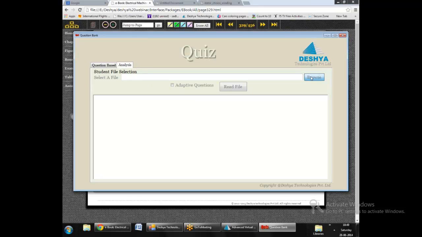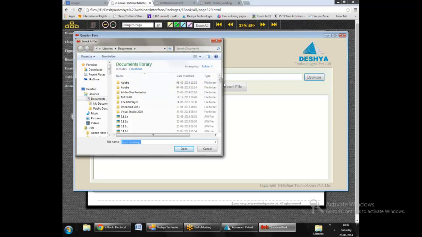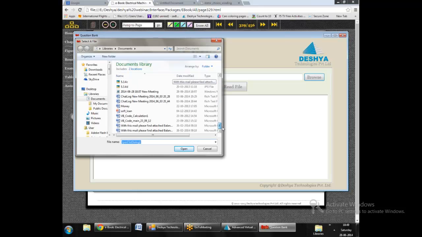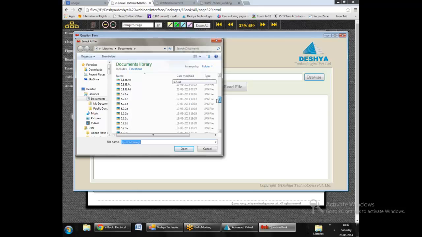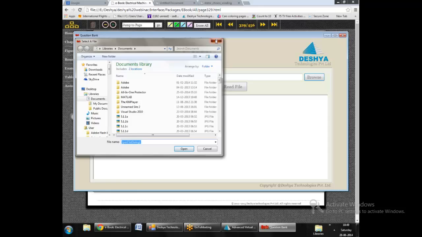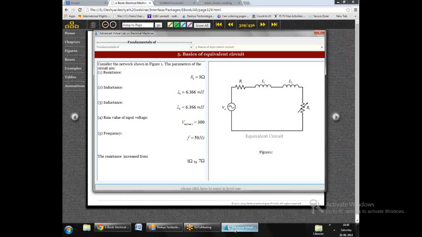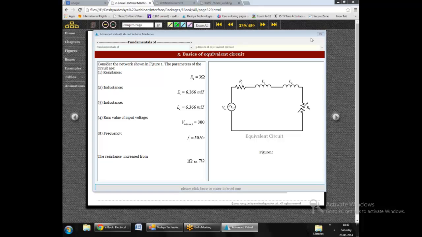So we go to the analysis, we go to the browse, and then we see the student's performance, the answer script of the student, and then see how the marks of the student look, and this will help the teacher to see whether the student fared well and what the weak points of the student are. So here in this presentation we have shown how different techniques can be used to analyze the students' performance.